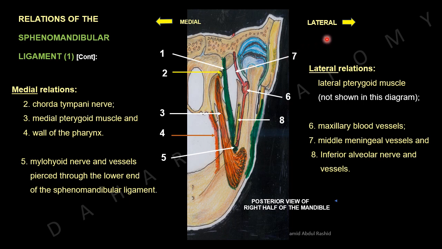On the lateral side of the sphenomandibular ligament we have number 6, the maxillary blood vessels. Number 7, the middle meningeal vessels coming out from the maxillary artery. And number 8, the inferior alveolar nerve and vessels. They are lateral to the sphenomandibular ligament.